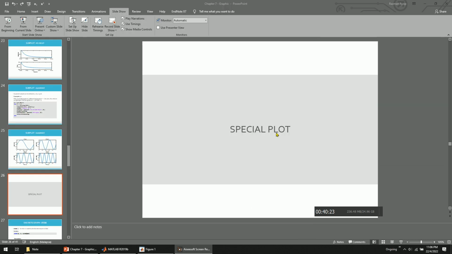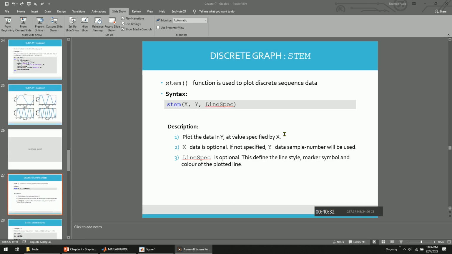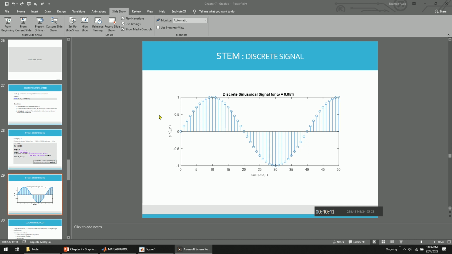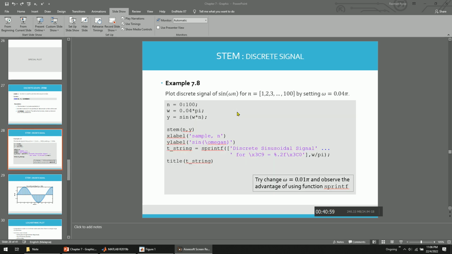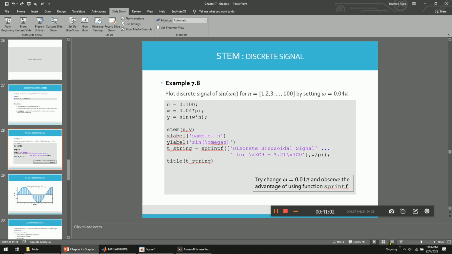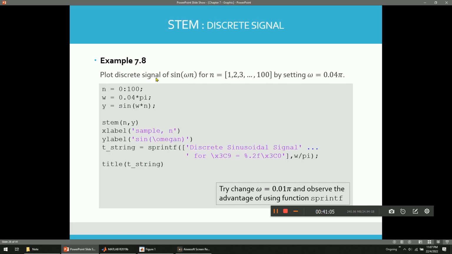We have completed the standard plot. So how about if you want to plot using a special type of plot? So this one is stem. If you want to use stem, maybe you should look here first. So stem plot is something like this. This is your data point. It will plot something like this. Just use stem the same way: x, y, and line spec. And this is an example here, plot discrete signal.